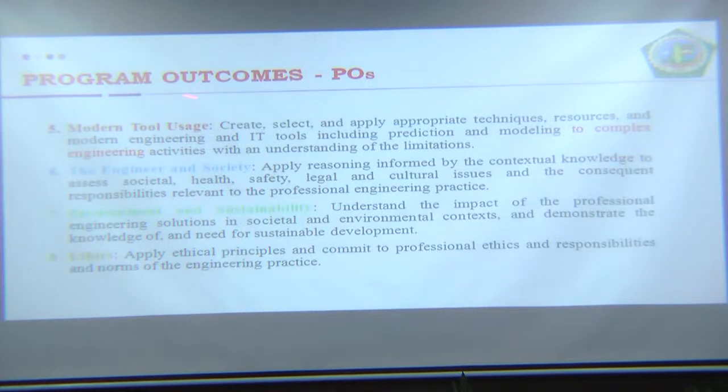Then modern tool usage. So up to program outcome 5, you can say graduate attributes, those are technical, related to your skill, related to your knowledge. And then you see number 6 attribute, the engineer and the society. So an engineer will be an engineer because he is an engineer for the society. He has to work for the betterment of the society. He should have some sympathy towards society. He should have a feeling that he should be able to contribute to the society. So he must have this attribute.